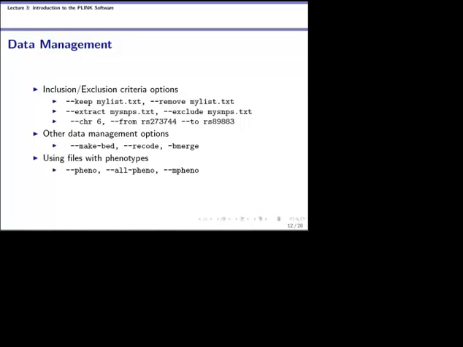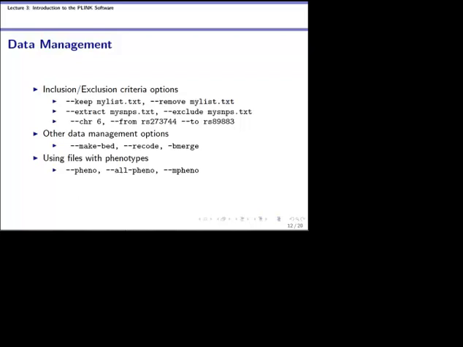If you want to change the data into counts based upon the minor allele count, there's an option called recode A. Any thoughts on why it's recode A? What would the A stand for when recoding into 0, 1, 2s? What kind of model is it? It's an additive model. So basically, recoding as an additive model.